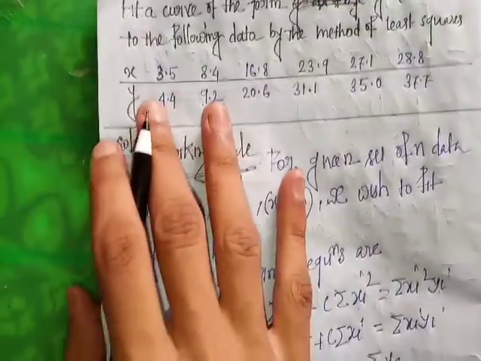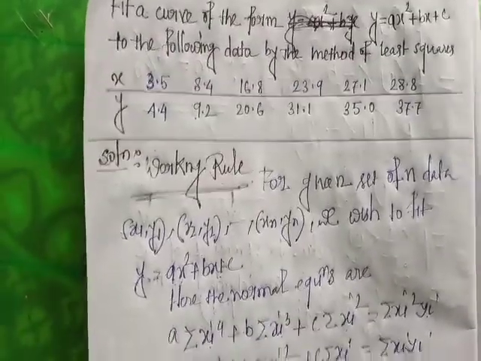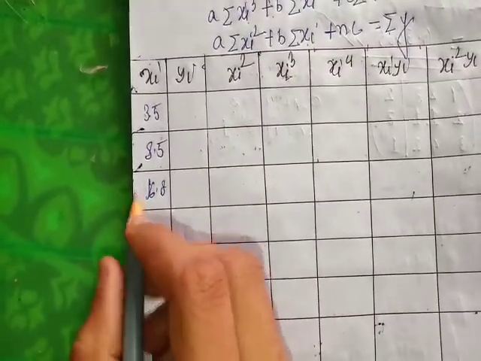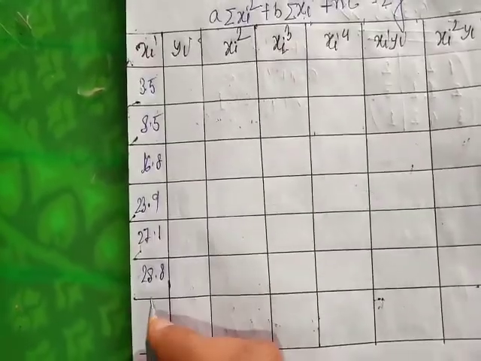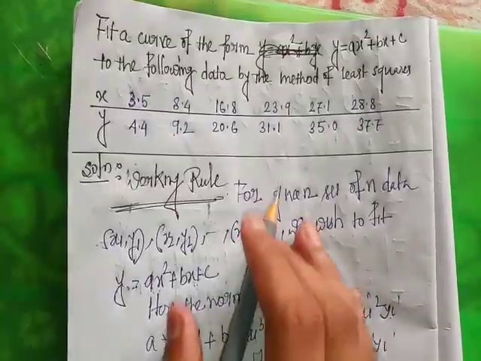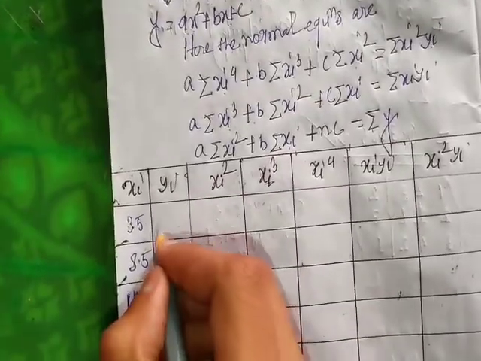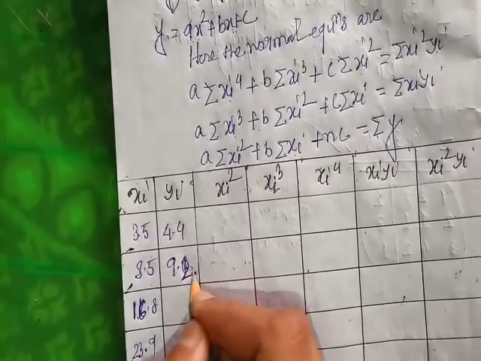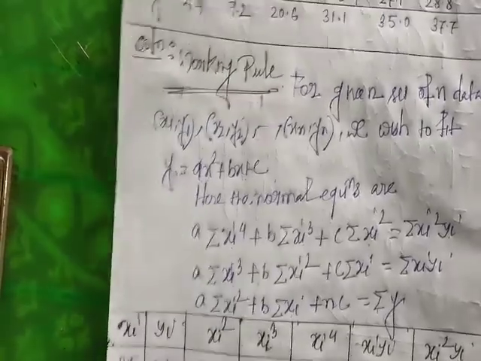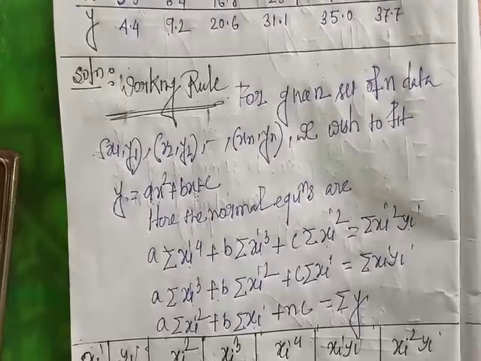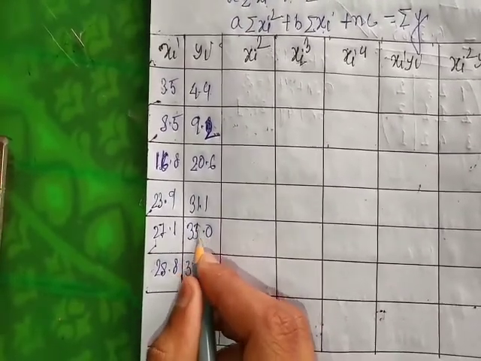Okay. So here xi values are 3.5, 8.4, 16.8, 23.9, 27.1, 28.8, and yi values are 4.4, 9.2, 20.6, 31.1, 35.0, 37.7.